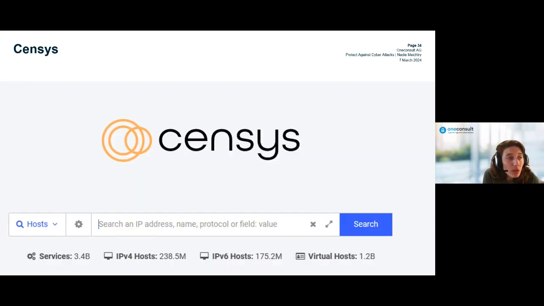A similar online service to Shodan is Census. It works actually just the same. You can also directly search for an IP address, a protocol, a value, etc. A good idea is to compare the results of both sites, so you can consolidate them and then assess the reliability of the results.